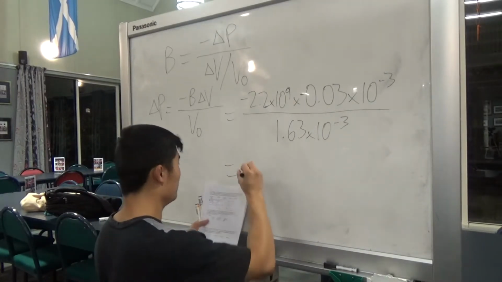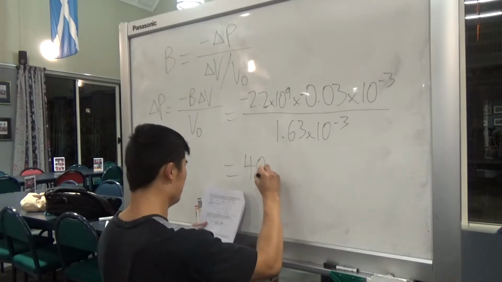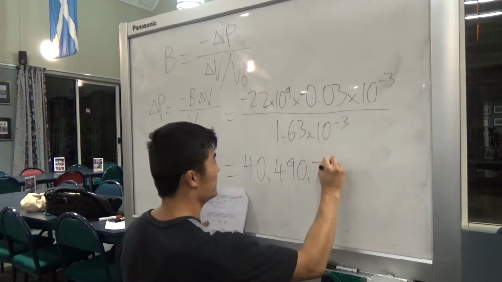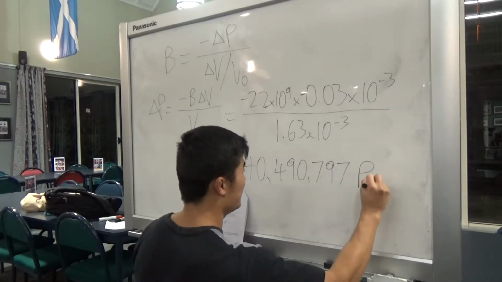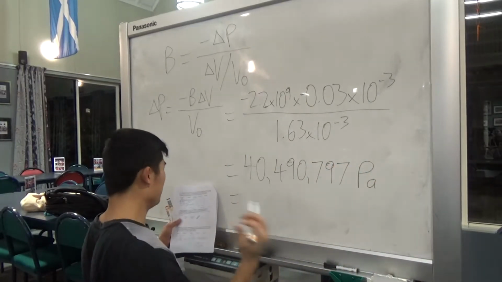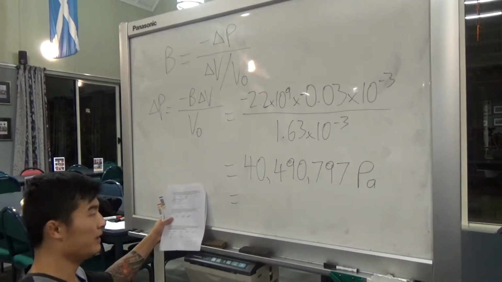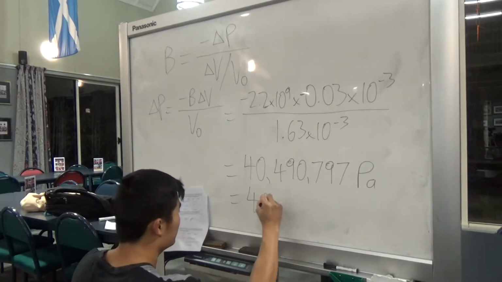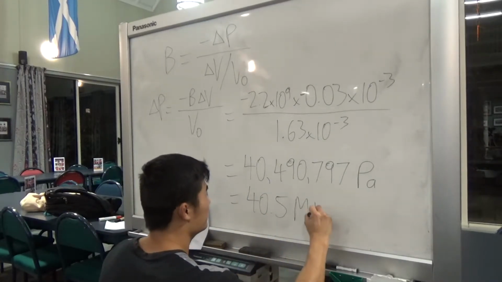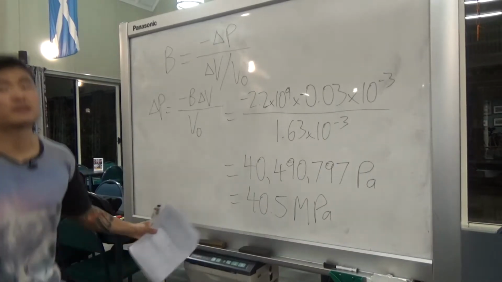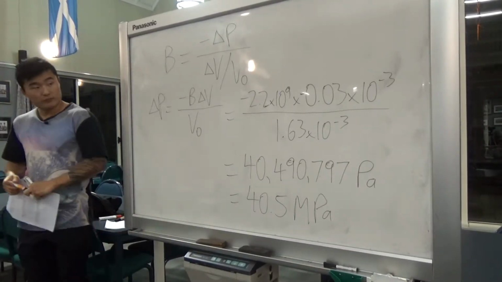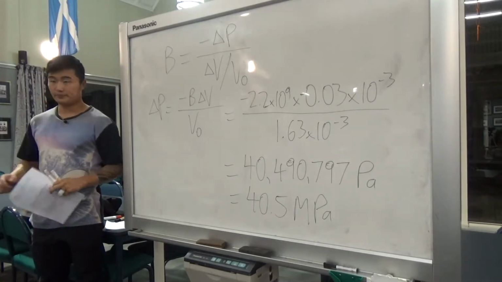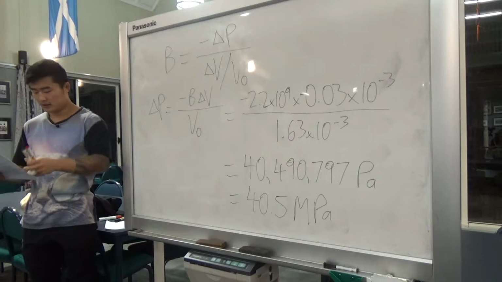And that will give you 40,490,797 pascals. So we want that in megapascals, so you'll just divide that by 1 million or 10 to the 6, and that will give you 40.5 megapascals. Okay.